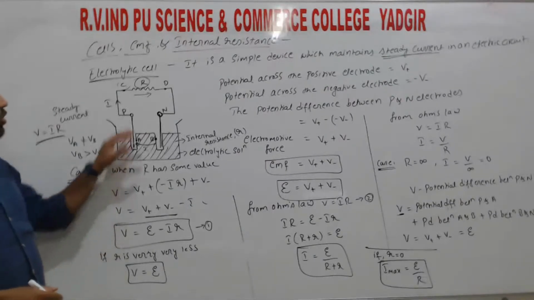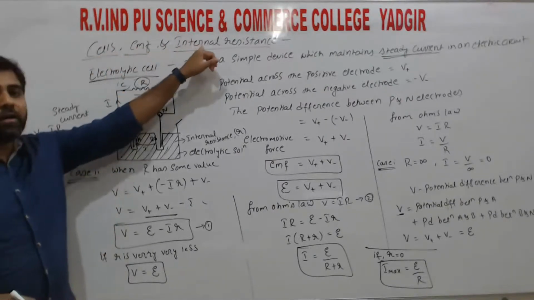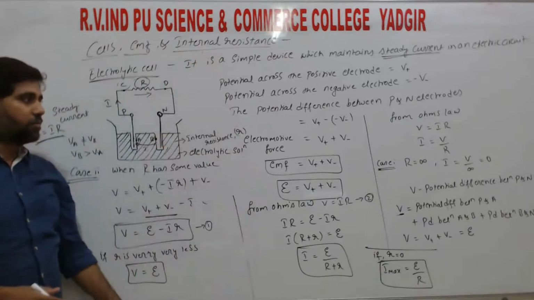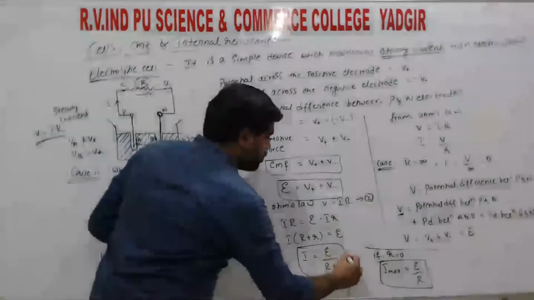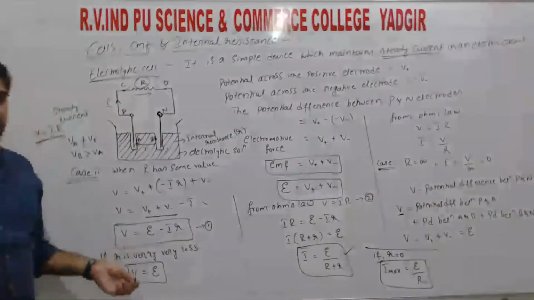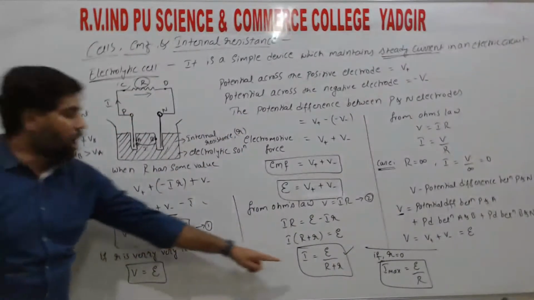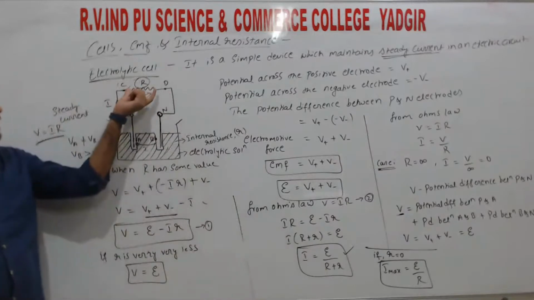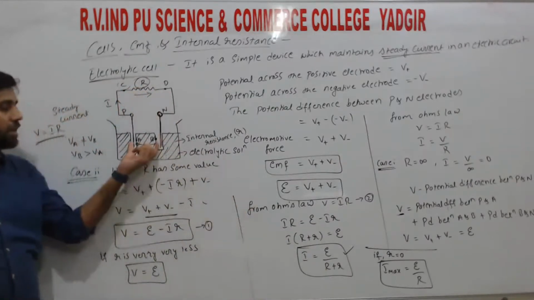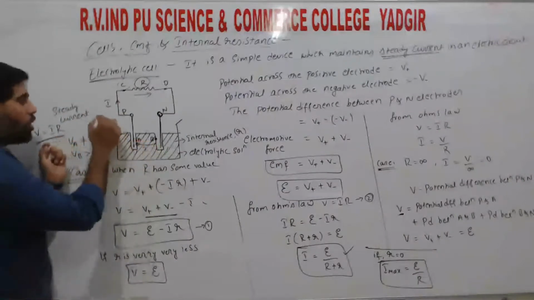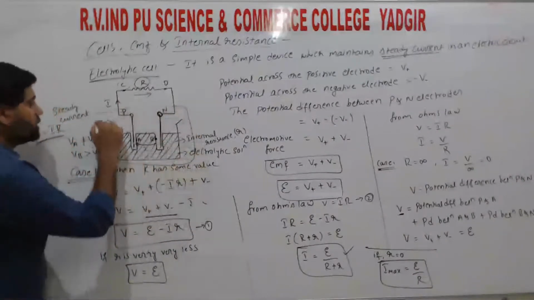So this is about the cell's EMF and internal resistance, right? Two important relations: I equals epsilon divided by (R plus r), where R is the resistance connected externally to the circuit and small r is the internal resistance of the cell. So overall this we call a cell, right?